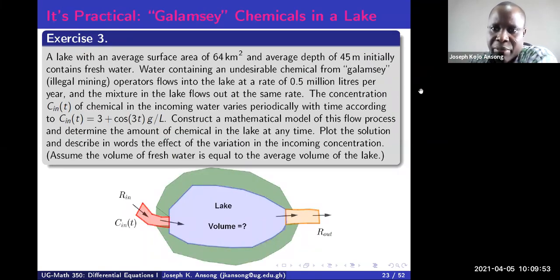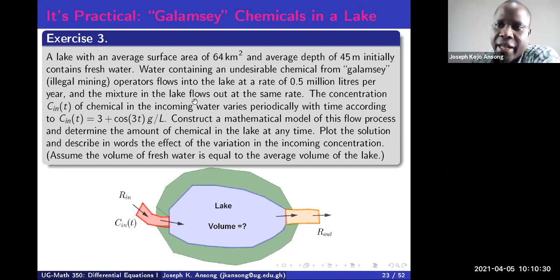They are not just for academic purposes. So this is an example I call the galamsey chemicals in a lake. Galamsey stands for illegal mining. So here's the question, and it's for you to try. A lake with an average surface area of 64 kilometers squared and an average depth of 45 meters initially contains fresh water. Now, water containing an undesirable chemical from galamsey or illegal mining operators flows into the lake at a rate of 0.5 million liters per year.